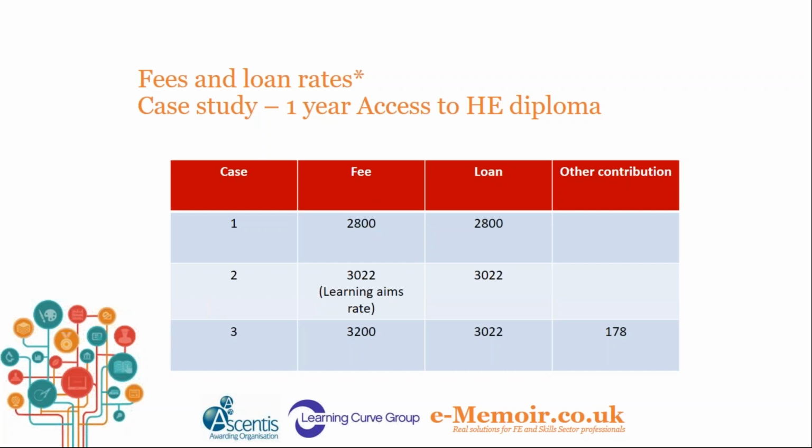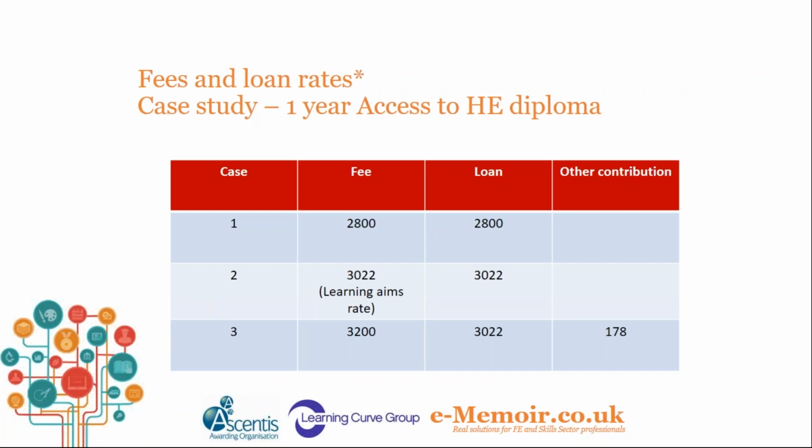Now, you might decide to look at case study one, where you might say, well, we're in a very competitive position for those Access to HE diplomas. There's a lot of competition. Let's put the fee down to £2,800. In that case, the loan would be for £2,800, because that's the fee that you're charging. And that would then be spread over the months that you plan that program for.